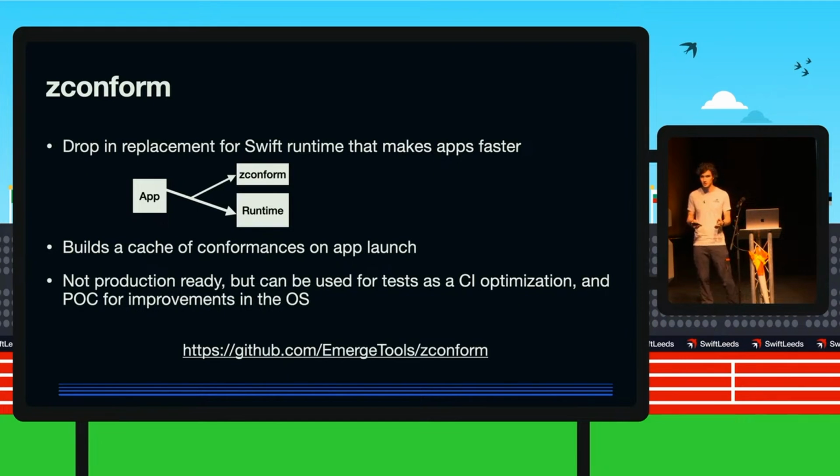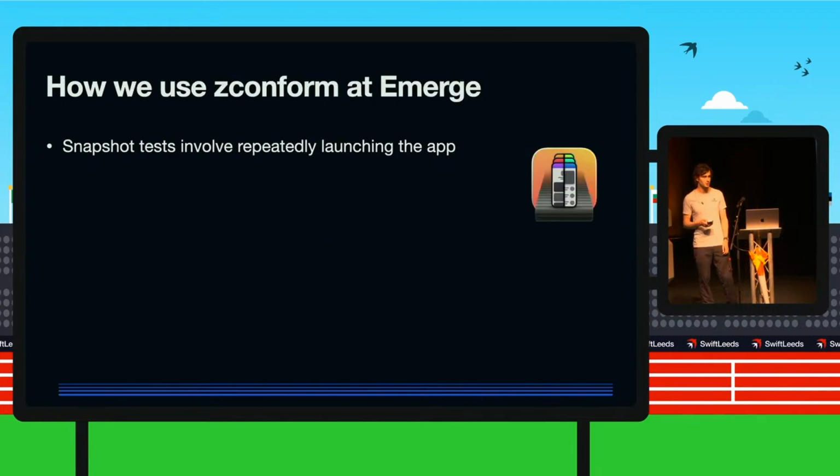And it's a nice POC for anyone who works on DYLD who might be watching to implement things faster there. And you can find it on my GitHub also. And we use it at Emerge also for the snapshot test that I mentioned earlier, because when you do that, you're repeatedly launching the app.